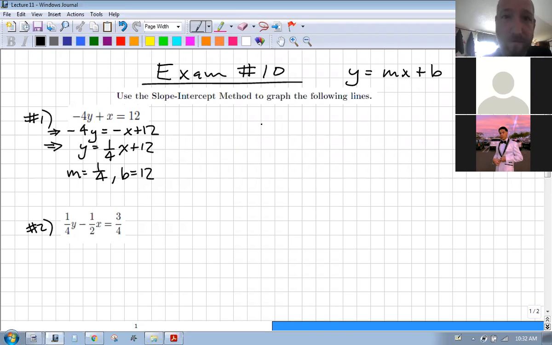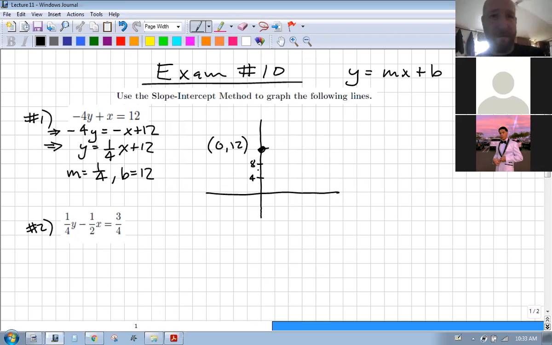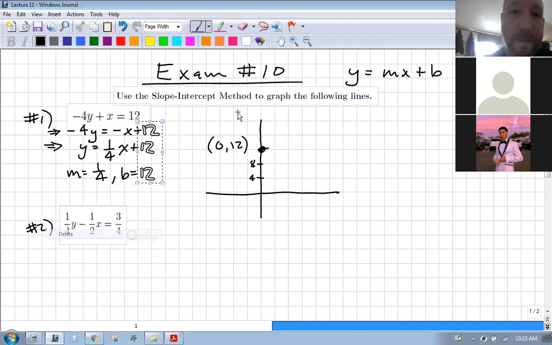So let's see here. If I let each one of these tick marks represent, let's say 4, put that right there. I label the point. This is 0, 12. So this is 4, 8. Oh no. No wonder it's wrong. Hold on. Let's try this again.